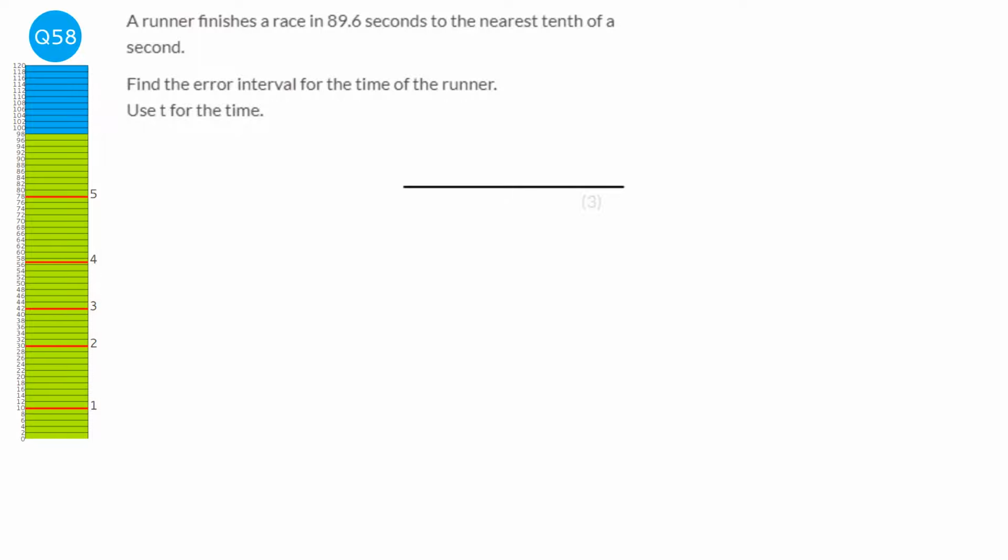To find an error interval, what we need to do is find the smallest and largest that a number can be. So I start by just drawing a quick number line, and we put our number in the middle, which is 89.6. Now we're looking to the nearest tenth, so what I'm going to do is write down the next number down and the next number up in tenths. So the next number down would be 89.5, the next number up would be 89.7.